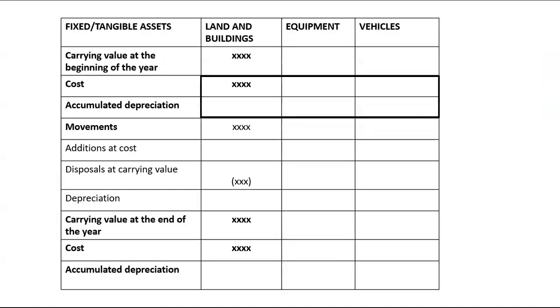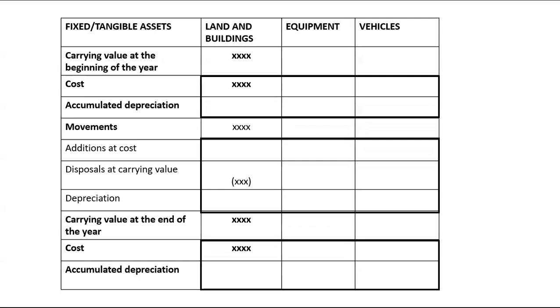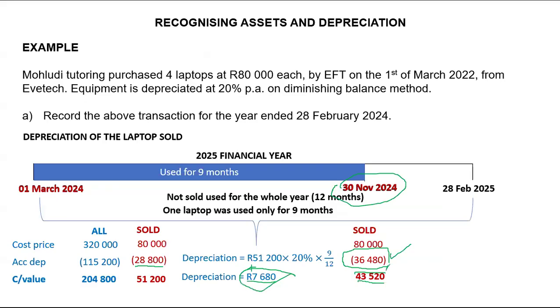How do we record this? Cost of equipment at the beginning of the year, we just calculated, was 320,000, minus accumulated depreciation at the beginning of the year, which is 115,200. Carrying value at the beginning of the year will be 204,800. There was no equipment purchased. However, there was equipment sold. We are going to record it here at carrying value, which is the cost of that equipment minus accumulated depreciation of that equipment. Note that this 36,480 is the accumulated depreciation of this equipment on the date of sale, not at the beginning, on the date of sale.